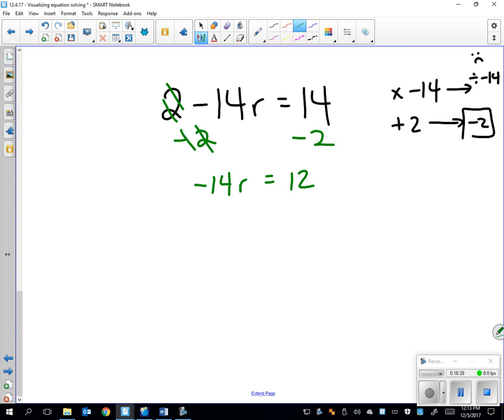What's my last step to get r all by itself? Owen? My last step here to get r all by itself? I am brain farting. Hey, he's having a brain fart. At least he's not going to stare at me for 5 minutes. What am I going to do?